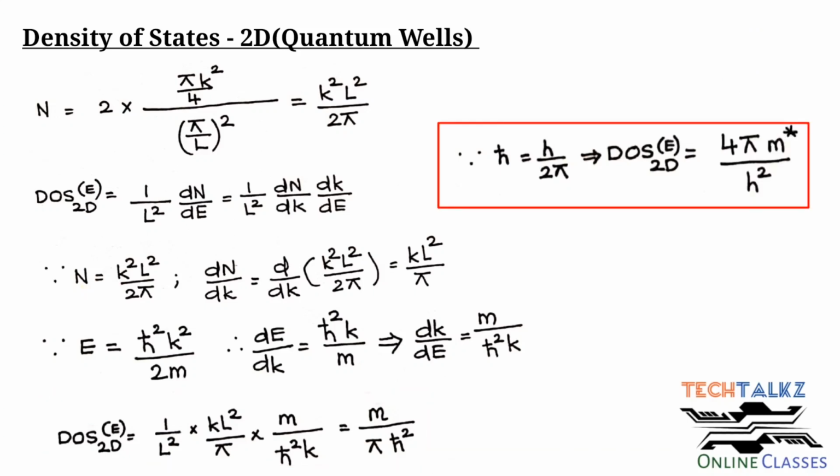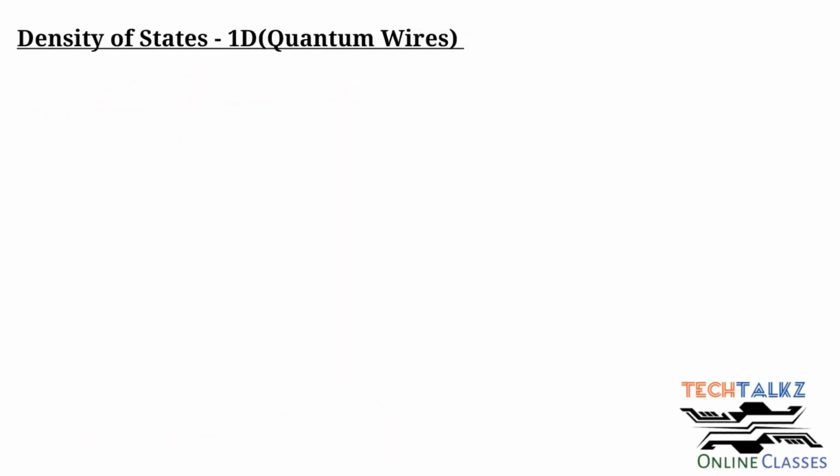We know that h bar is equal to h divided by 2 pi. So we can rewrite this equation as 4 pi m star divided by h squared. This m star is the effective mass of the electron. So this is the final equation. From this equation, the density of states in 2D is independent of energy, because there is no energy term in this equation. It's very important.